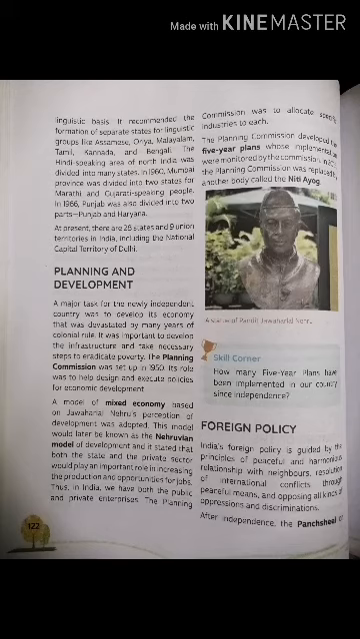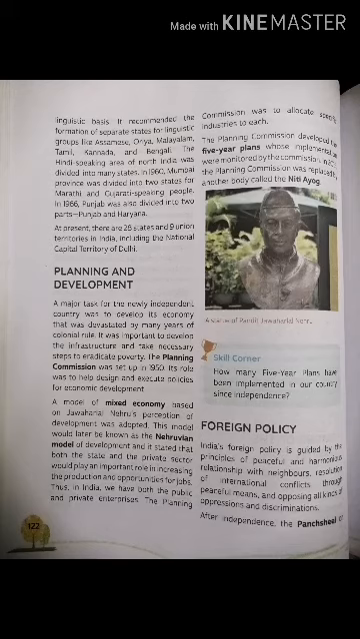And also, Assamese, Odia, Malayalam, Tamil, Kannada, and Bengali were the languages. The Hindi speaking area of North India was divided into many states. In 1960, Mumbai province was divided into two states for Marathi and Gujarati speaking people. In 1966, Punjab was also divided into Punjab and Haryana. At present, there are 20 states and 9 union territories in India, including the National Capital Territory of Delhi.